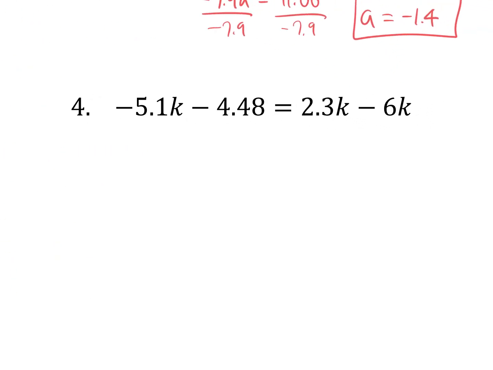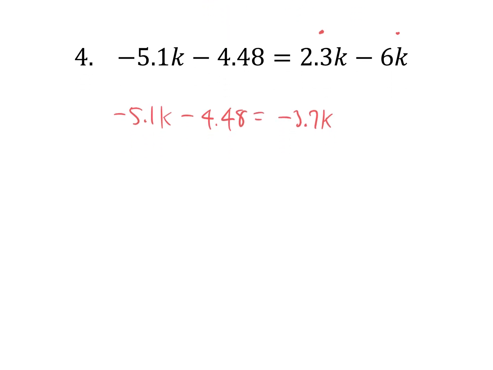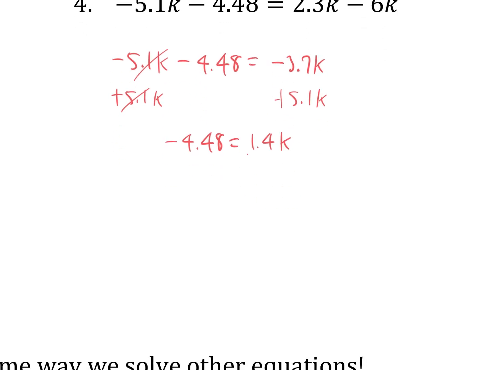All right, number 4, anything to distribute? No. Any like terms? There are like terms on the right-hand side here, right? These are both k's. So we have negative 5.1k minus 4.48 equals, what's that? It's going to be negative 3.7k. All right. Combine like terms. Now we need to get all the variables to one side. Should we move the 5.1k or the 3.7k? I'd probably add 5.1k to both sides because we don't want 0 on one side. So we got negative 4.48 equals, what's that? 1.4k. Divide by 1.4.